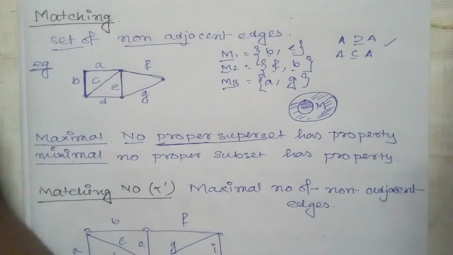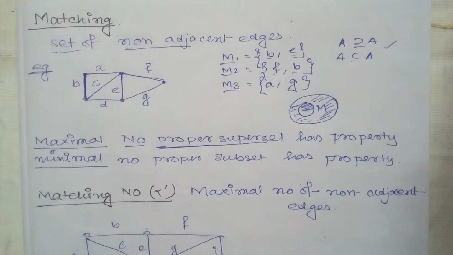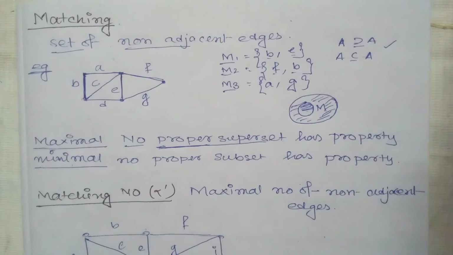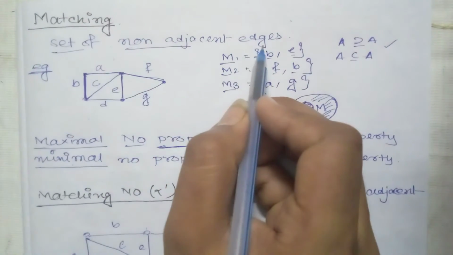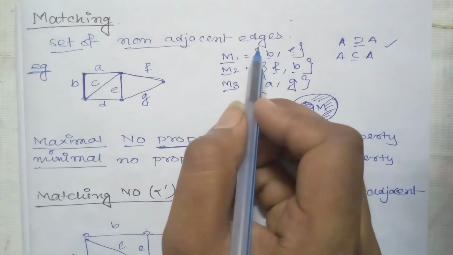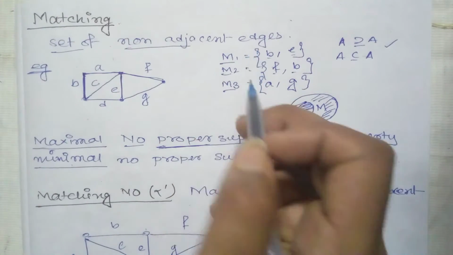Hello everyone. So today we're going to study matching. Let's see some definitions. What is the definition of matching? It says a set of non-adjacent edges. It means a collection of edges which are not adjacent to each other.